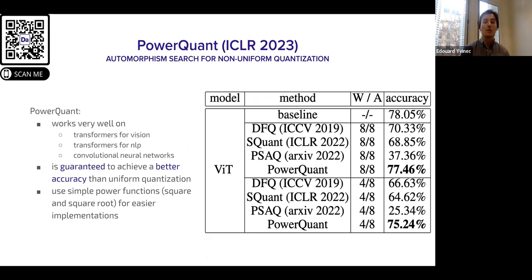And obviously, it works very well also on EfficientNets, MobileNets, ConvNets, as you would expect. And we also tested it on NLP, and same results. PowerQuant gives huge benefits over other data-free quantization schemes.